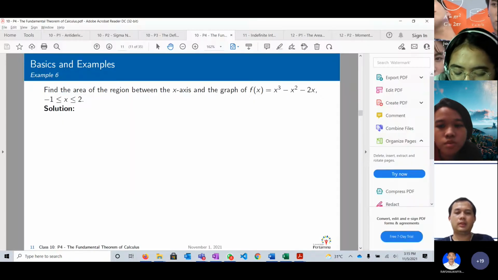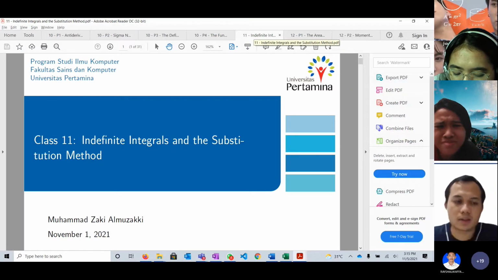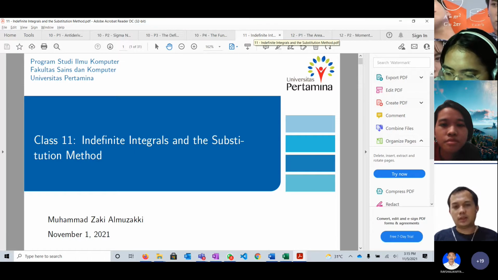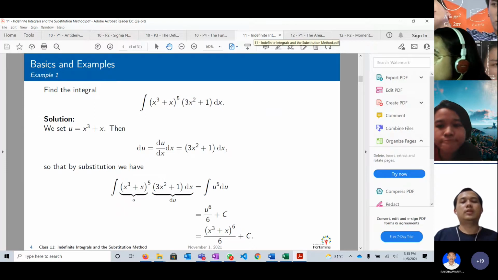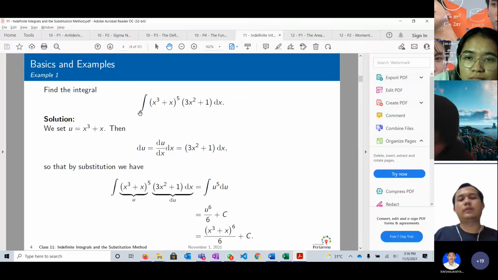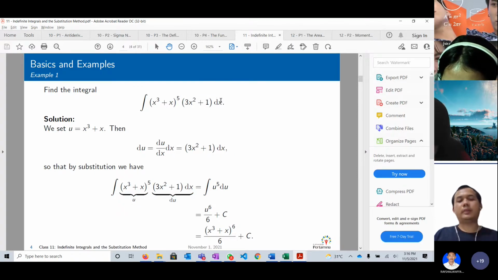If not, then let's jump to indefinite integrals and the substitution method. This is the last part of our class today. We just need to learn from examples in this case. First one, we want to find the integral of (x power 3 plus x) to the power 5 times (3x squared plus 1) with respect to x.